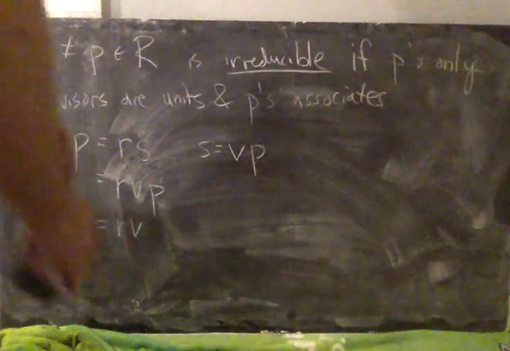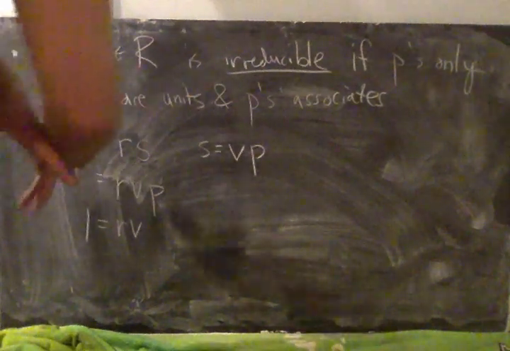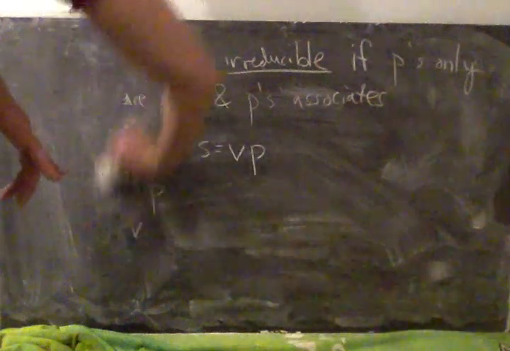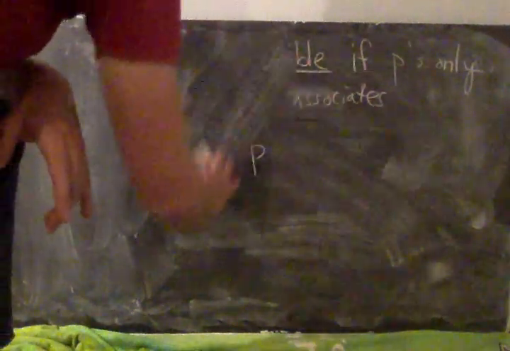Okay, so that's the notion of irreducible. And as I said, this recapitulates our definition when we were looking at polynomial rings over a field, and also generalizes the definition of prime in the integers. So here's an example.